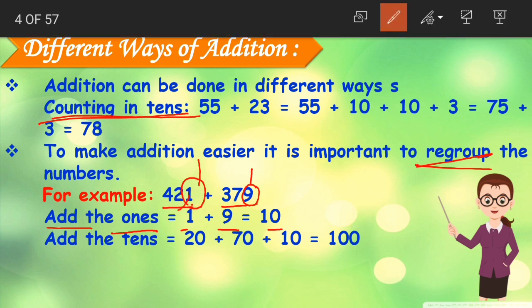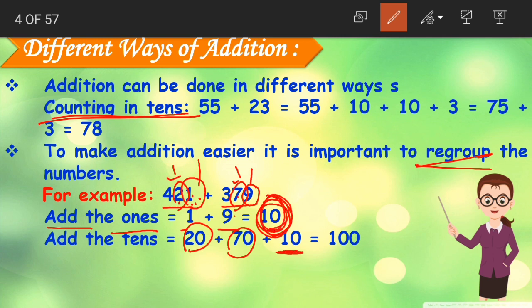Now next, moving on to the tens. After ones we have tens. 2 and 7. These are 2 tens and 7 tens. So the value will be 20 and 70. We are talking about place values here, children. 20 and 70. And here we also got one 10, right? When we added both the ones, we got a 10. So we'll add that 10 as well.